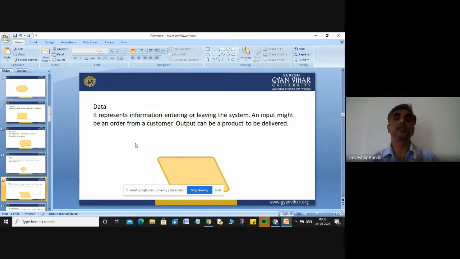And next is your data. It represents information entering or leaving the system. An input might be an order from the customer. Output can be a product to be delivered. So this symbol represents information entering or leaving the system.